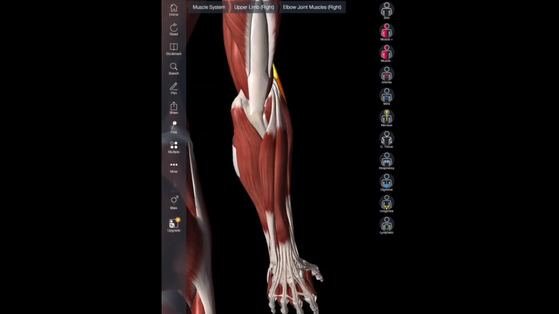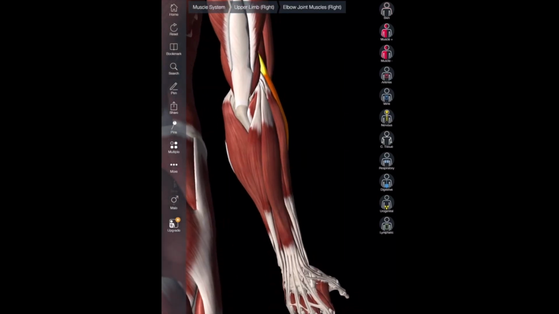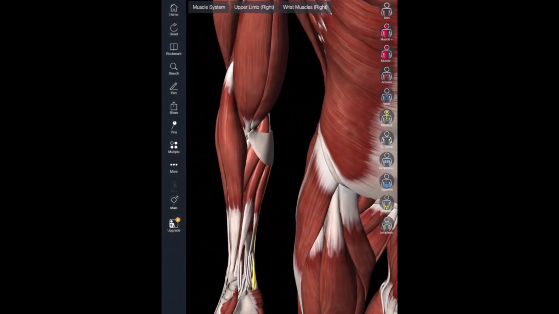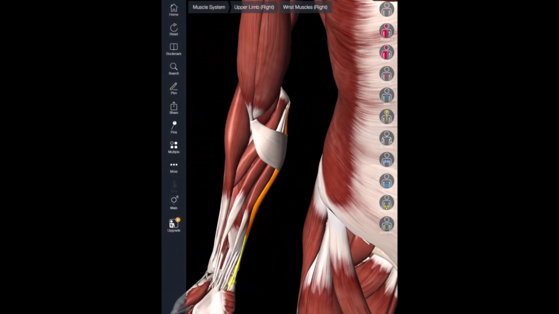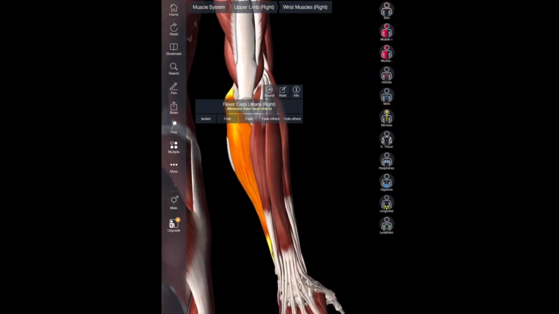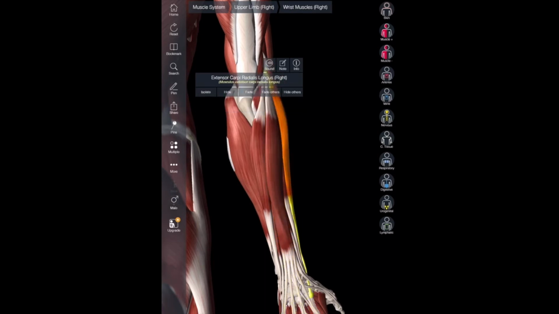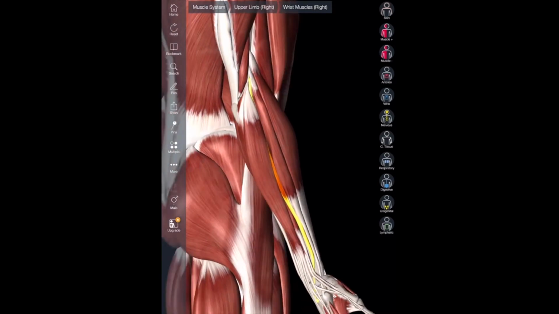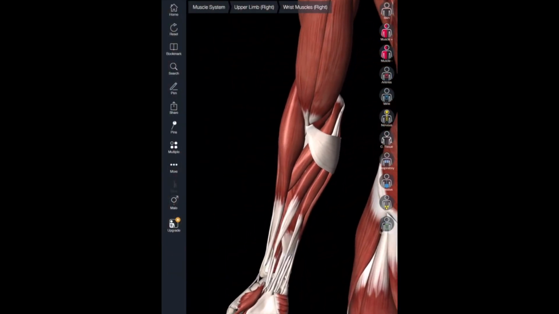Then basically, let's see, we get into the flexors and extensors of the forearm. So the superficial ones, flexor carpi ulnaris. We usually look at that one from this side. Let's look at the extensors though. Extensor carpi ulnaris, extensor digitorum, extensor carpi radialis longus, extensor carpi radialis brevis, superficial ones here.